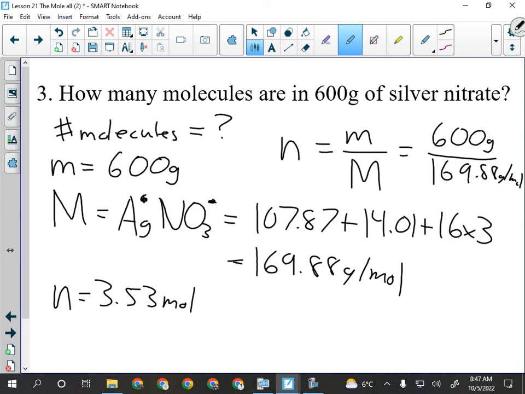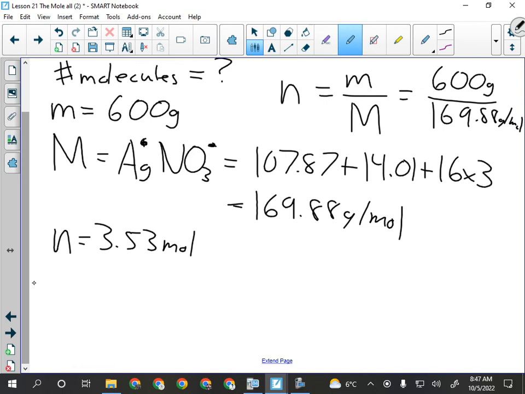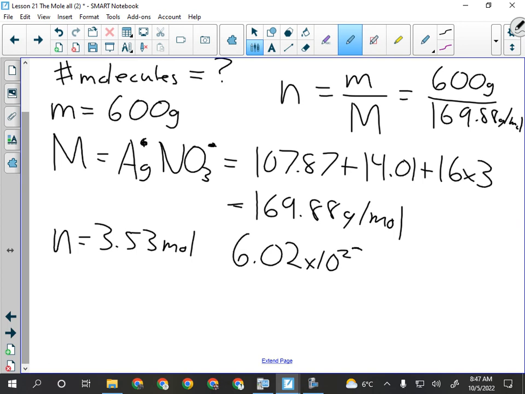Okay, so I'm looking for the number of molecules. I have the number of moles, and I have Avogadro's number. Avogadro's number tells me the number of molecules in 1 mole. So this is my number of moles, and that's the number of molecules in 1 mole. What should I do with those two numbers to get the number of molecules?